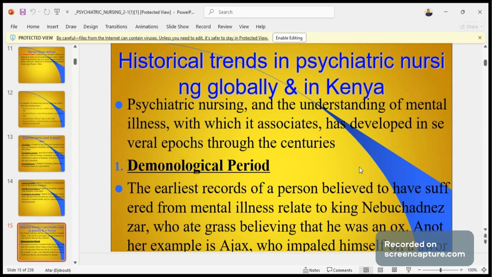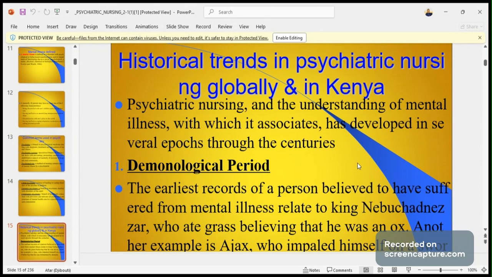And then let's check on the historical trends in psychiatric nursing, globally and in Kenya as well. Psychiatric nursing and the understanding of the mental illness with which it is associated has developed in several approaches through the centuries. We have those days of the demonological period, from the word demon. The earliest records of persons believed to have suffered from mental illness relate to King Nebuchadnezzar, if you can remember in the Bible. He ate grass, believing that he was an ox.